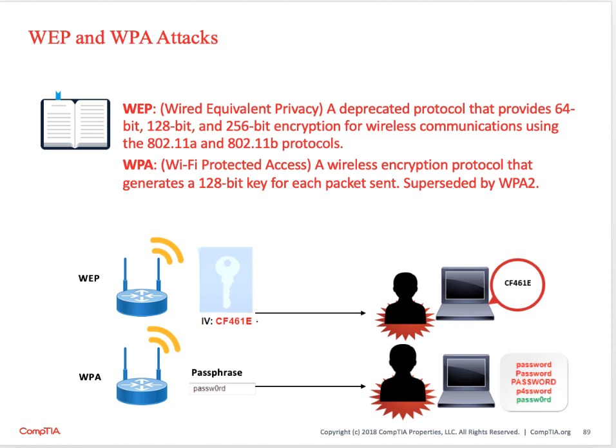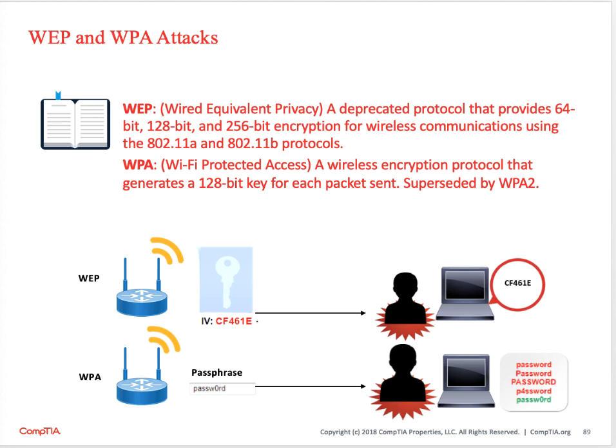Then we have WEP and WPA attacks. WEP, or Wired Equivalent Privacy, was the earliest algorithm used to secure wireless networks. This method of encryption was meant to match the security that wired connections had at that time. It had 64-bit, 128-bit, and 256-bit keys, and it used a stream cipher to encrypt the data. WEP relied on initialization vectors to randomize strings of text, and it had a 24-bit key size.